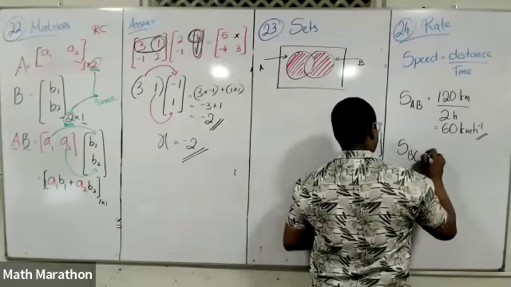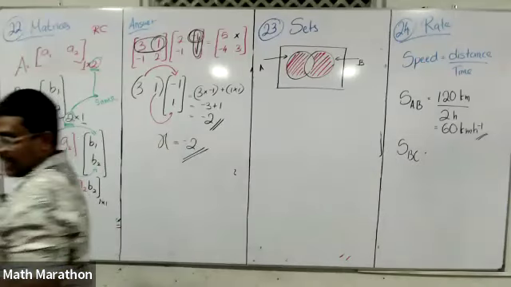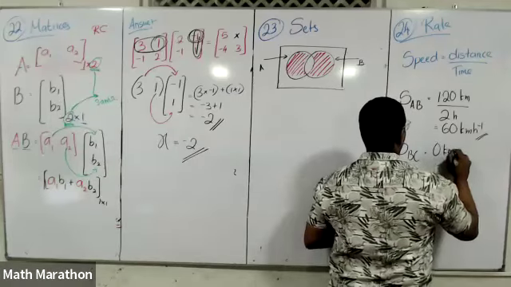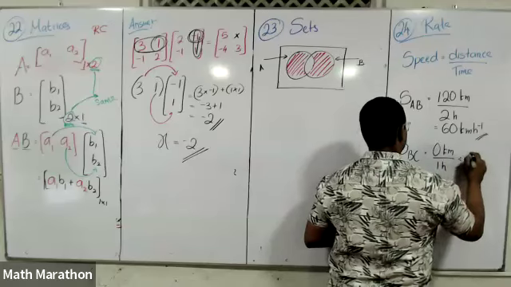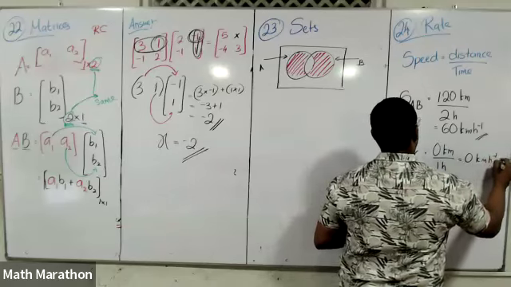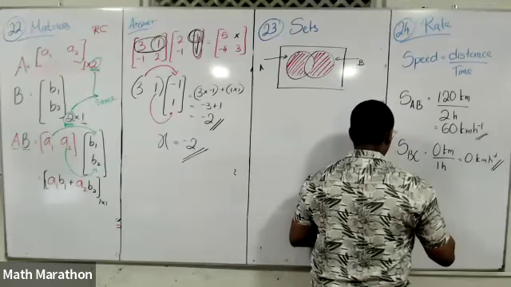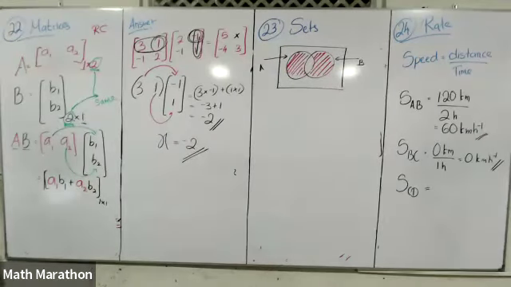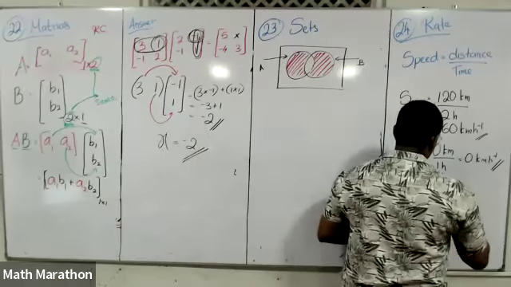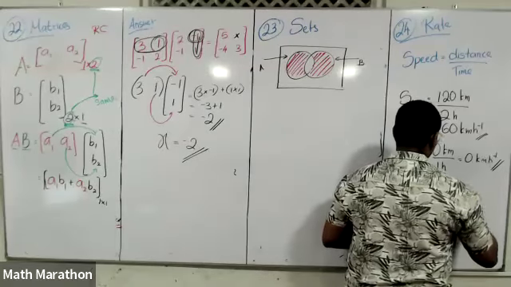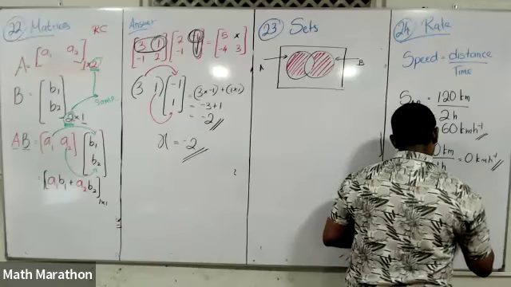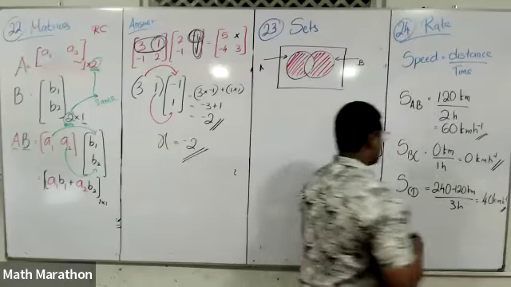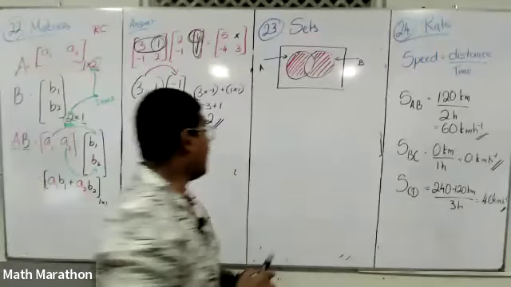From B to C, it has traveled 0 kilometers for 1 hour. That means the vehicle is stationary. From C to D, it has traveled 240 minus 120, 120 kilometers in 3 hours. That is 40 kilometers per hour. So the speed is highest from A to B.